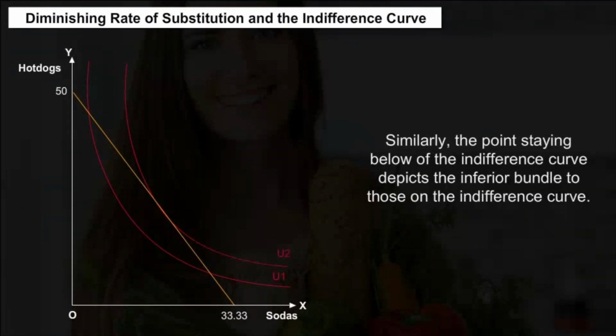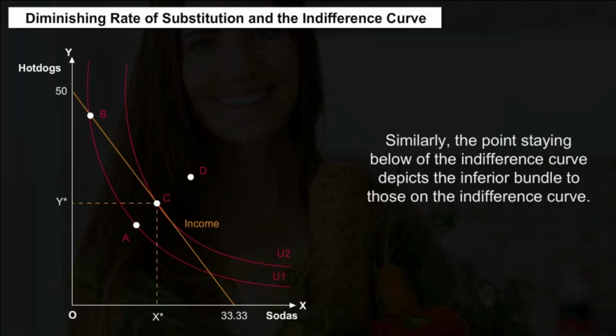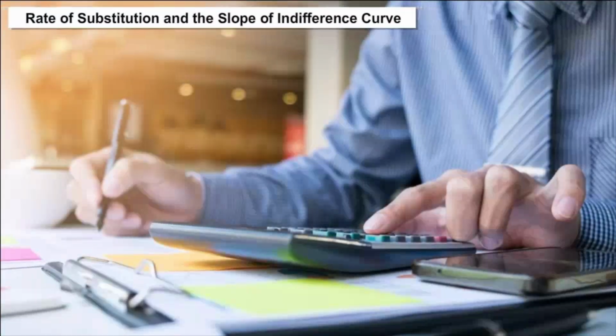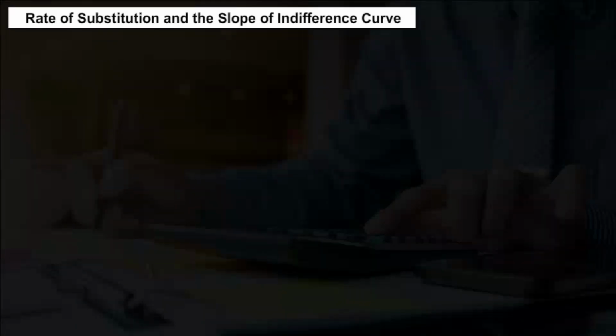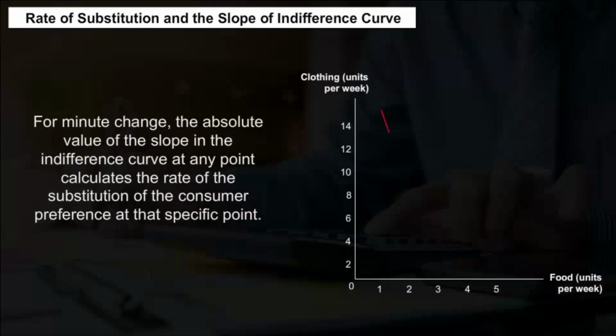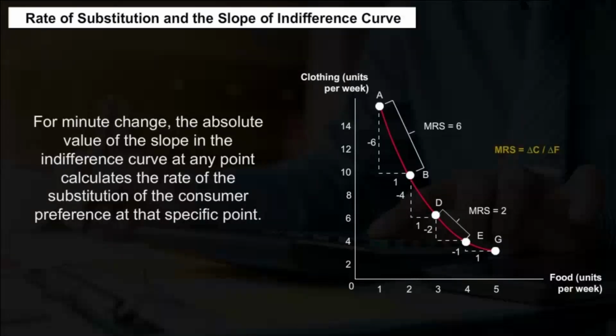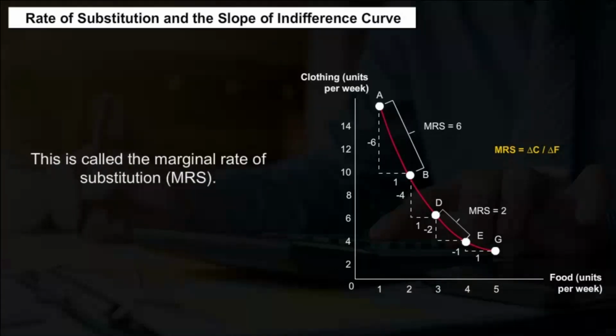Similarly, the points lying below the indifference curve depict bundles inferior to those on the indifference curve. Shape of indifference curve and utility, rate of substitution, and the slope of the indifference curve. For a minute change, the absolute value of the slope of the indifference curve at any point calculates the rate of substitution of the consumer's preference at that specific point. This is called the marginal rate of substitution, MRS.